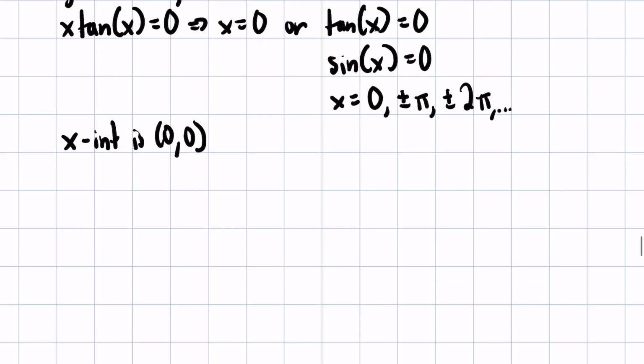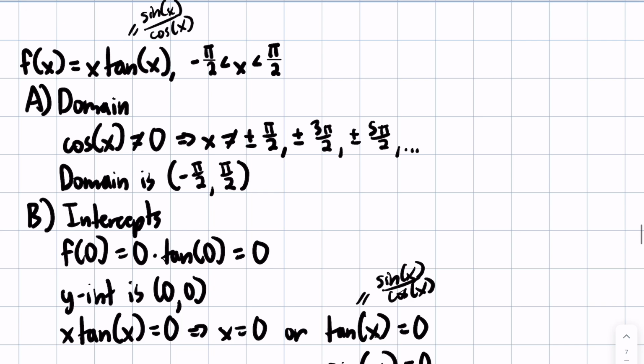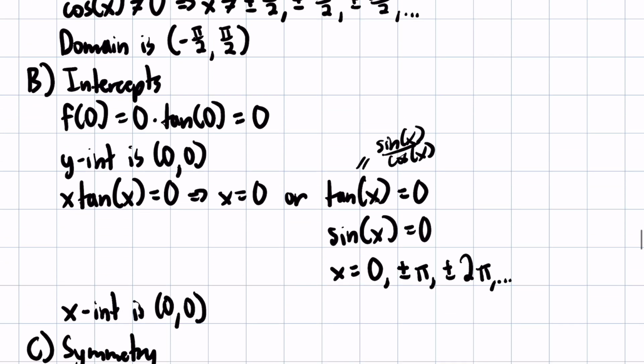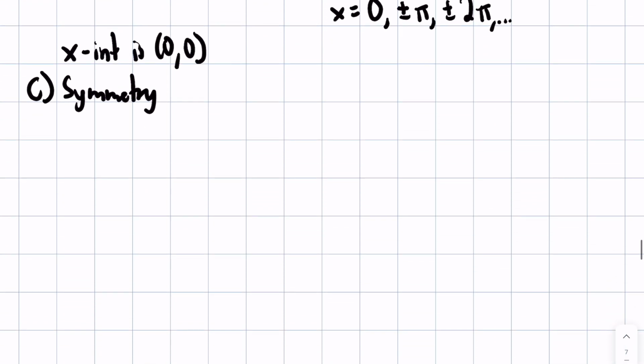All right, the next thing we need to move on to is symmetry. Now, when you see that there's a tangent function in here, you probably immediately think, oh, this is going to be a periodic function. However, because it is restricted in its domain, that's not something we have to worry about at all. We do need to think about whether it could be even or odd. So to do that, we take f of negative x.